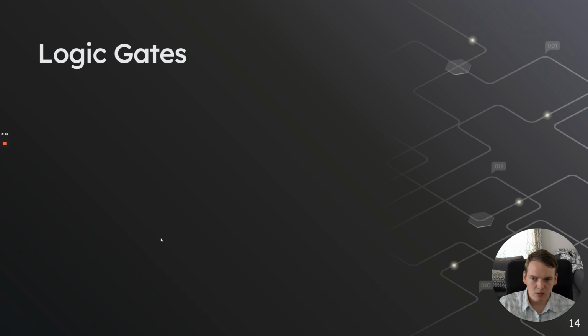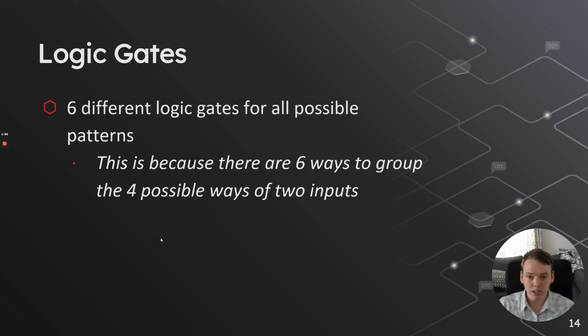So when we're talking about logic in computers, we talk about these specific logic gates, ways to combine two values. So there are 6 different logic gates for all the possible patterns. That's the important thing, that there are 6 different logic gates for 2 inputs, I should say.